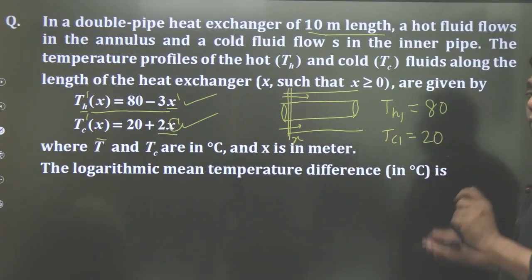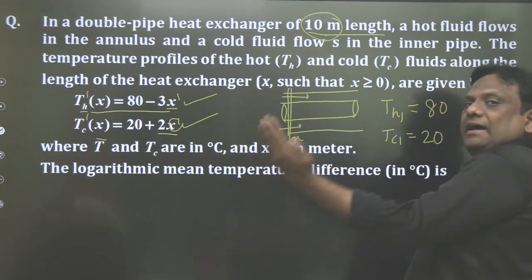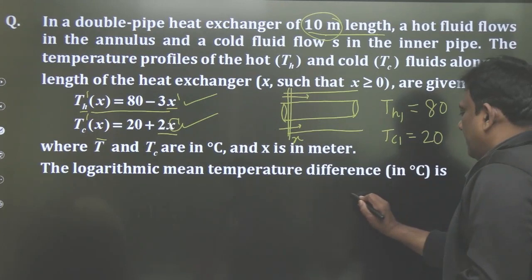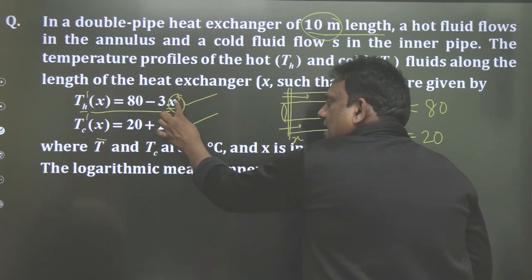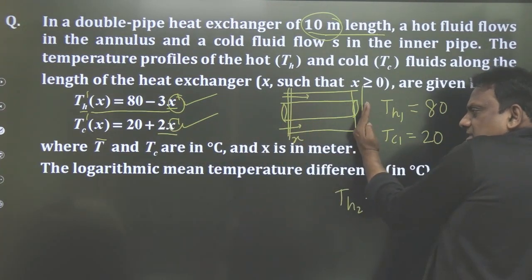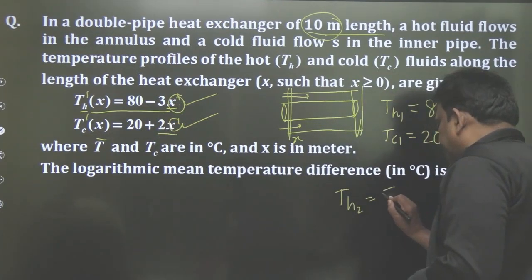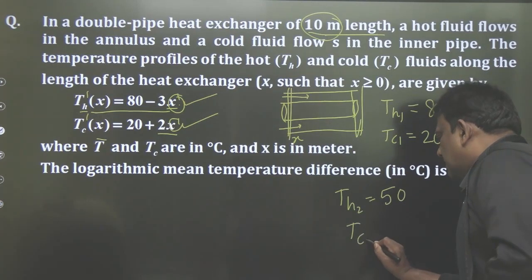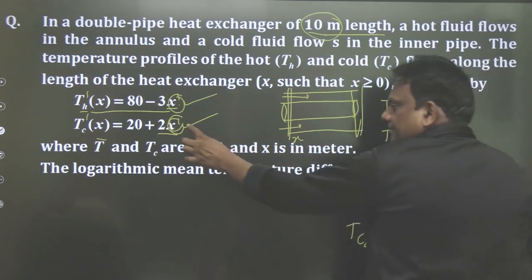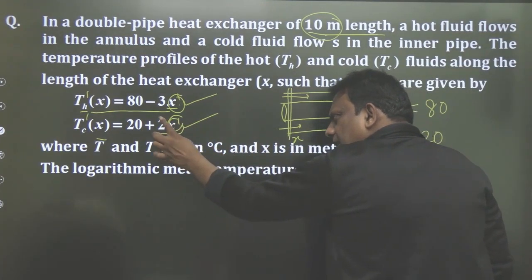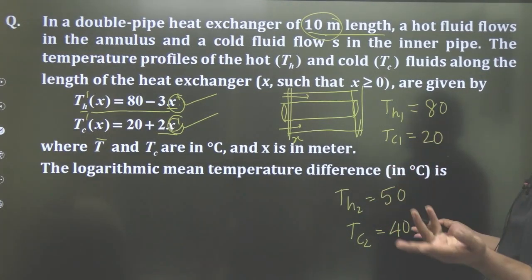No problem at all. And what is the length of the tube? The length of the tube is 10 meter. So let us calculate at the exit. At the exit, the hot fluid temperature TH2, X is 10. So when X is 10, 10 into 3 is 30, 80 minus 30 is 50. Similarly, the cold fluid exit temperature, X is 10 at the exit. 10 into 2 is 20, 20 plus 20 is 40. That's it. Now it is a routine problem.